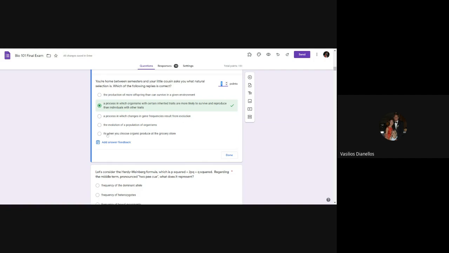And then finally, one of the off the walls ones that I put on there, it's when you choose organic produce at the grocery store. And luckily no one got that one, if I remember correctly.